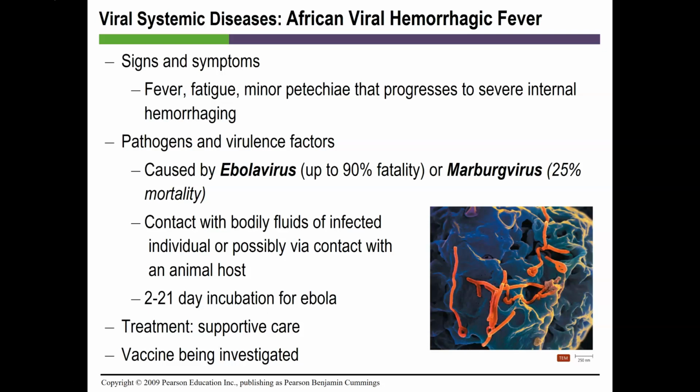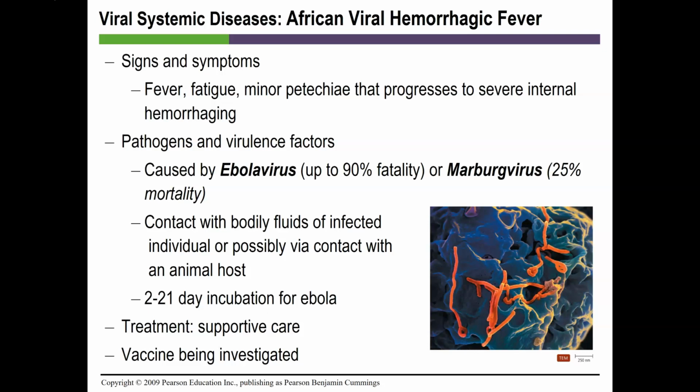Ebola has up to a 90% fatality rate in some outbreaks, although with good supportive care, this rate has been somewhat reduced. It is transmitted by contact with bodily fluids of an infected individual. The reservoir for infection is hypothesized to be an animal, likely a bat, but it has not been definitively demonstrated as yet.